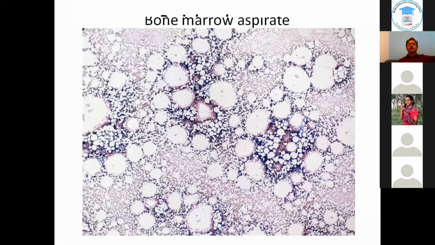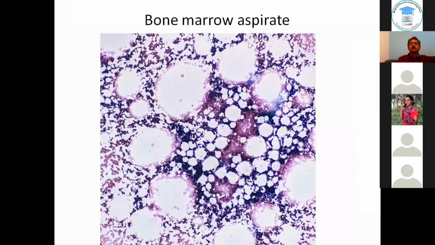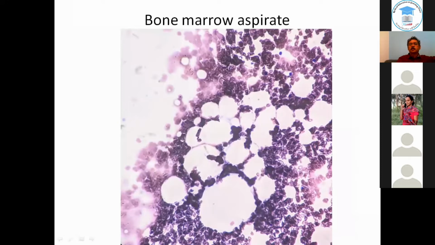And the aspirate, as you can see, is largely fatty. All these are just fat, and there are very little to no particles. Again, no particles, just fat. A third example of just fat, nothing else. This is the same smear.